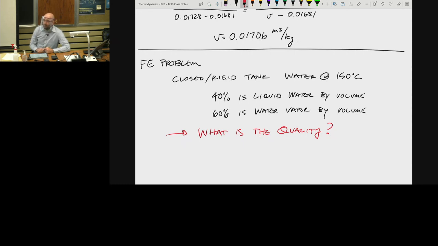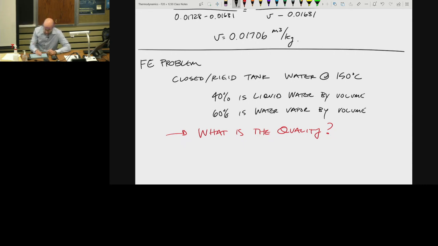And I have put like 10 points on this. So that's a clue, first of all. If I put 10 points on something and you just think it's just written in the problem statement, there's probably something more to it. And the something more to it here is that quality is not defined by volume, quality is defined by mass. So even though I gave you what it is by volume, that's not the quality. We need to figure out how much mass, the ratio of masses we have here.